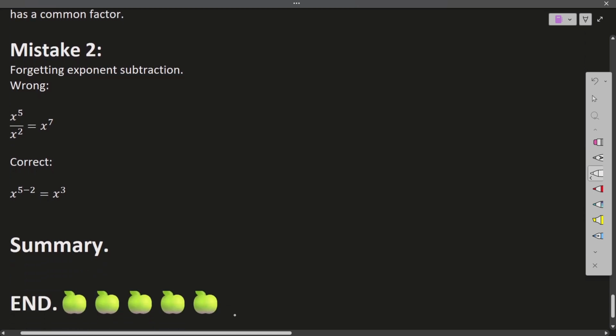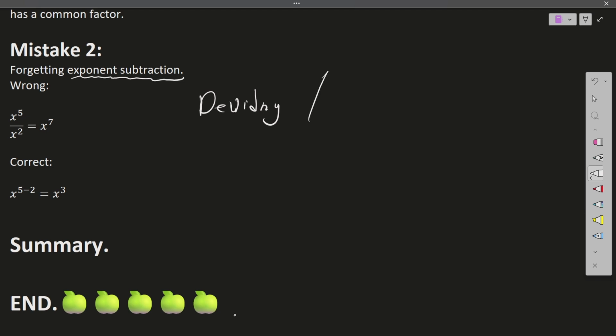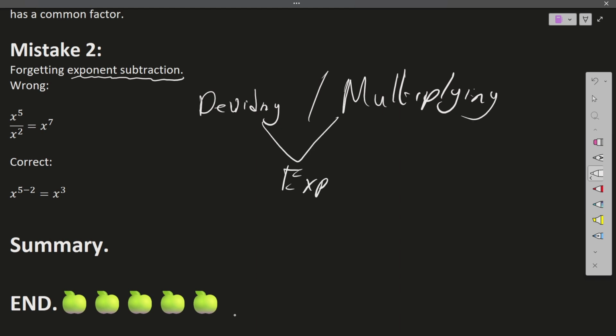Mistake number 2 is forgetting exponent subtraction. That is also a very common mistake that students make. Please, it is very simple. When you are dividing or multiplying, you are working with exponents for algebraic terms. Please, there's nothing hard about this. You are working with your exponents.